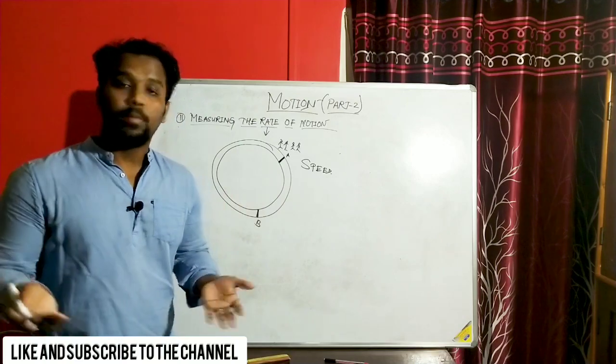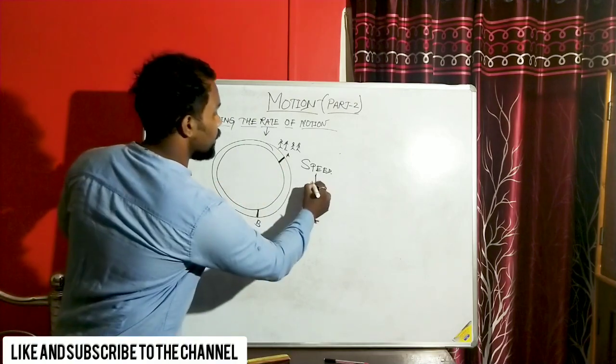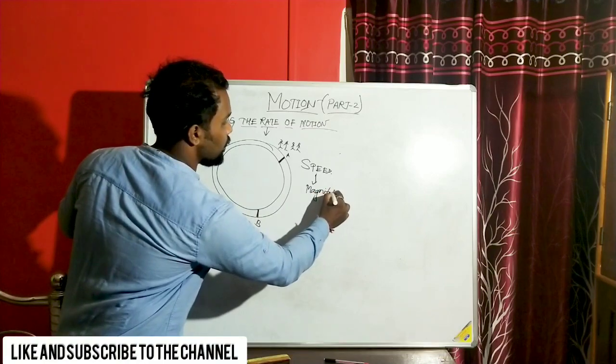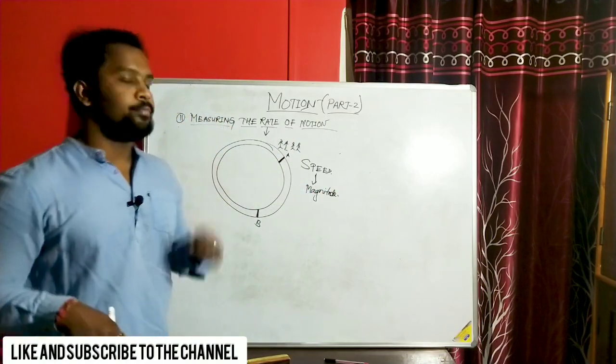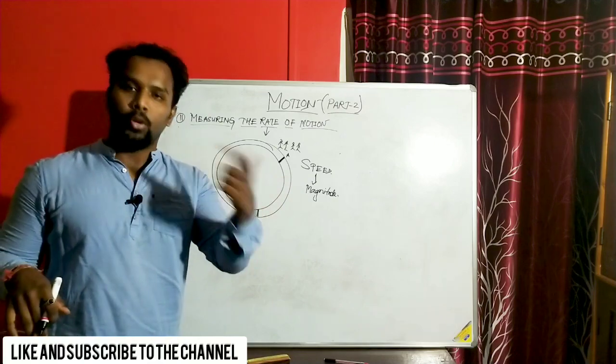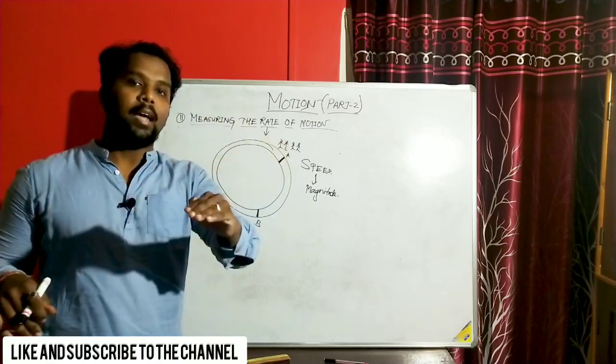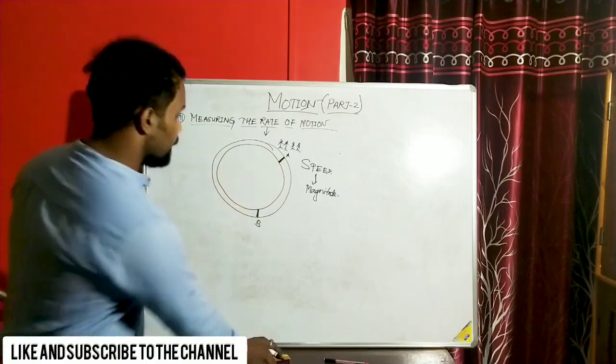Why is it a scalar quantity? Because speed only deals with magnitude, right? Speed only deals with magnitude. Again, the actual definition of speed is the rate of change of distance per unit time, right?